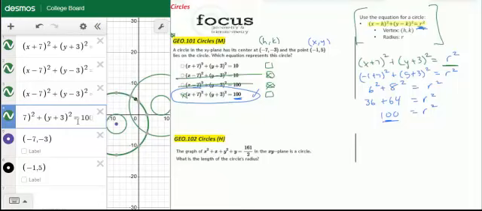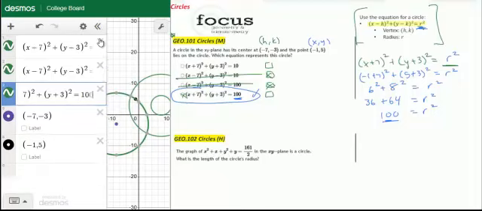Okay, so you can solve these visually as well if you just take the time to type in the equations. Okay, I want you to try question 102 also. See if you can answer that using that same process, please.